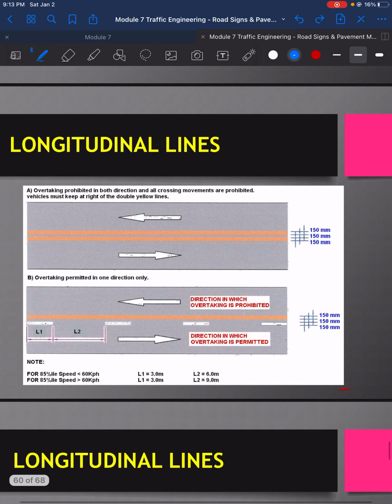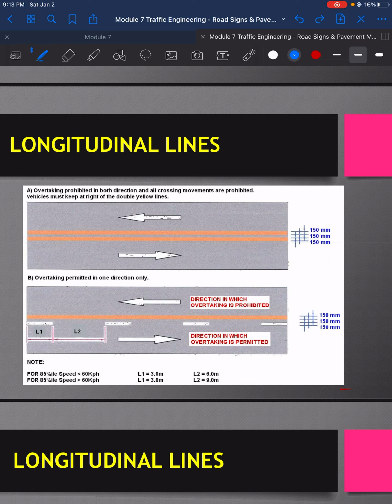Now here is yung double solid yellow line kanina. Overtaking prohibited in both directions and all crossing movements are prohibited. Vehicles must keep at right of the double yellow line. So here's again the dimensions, the width of the lines.